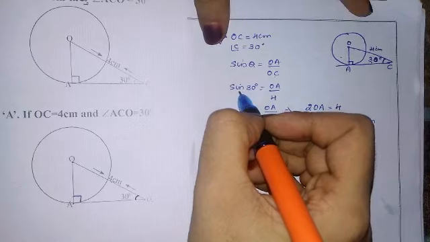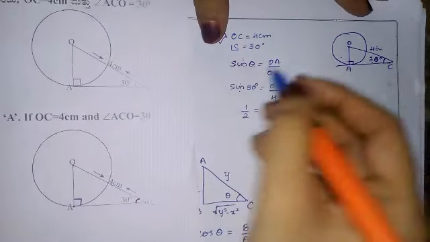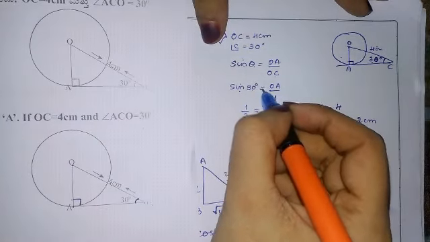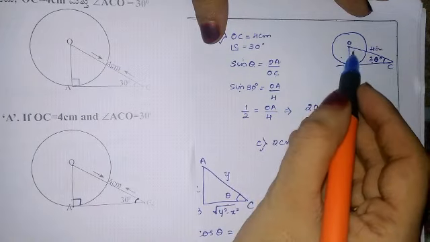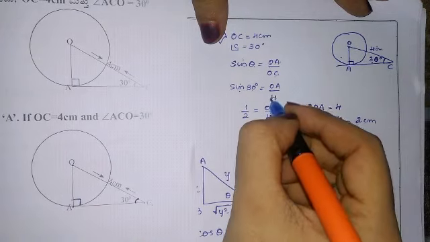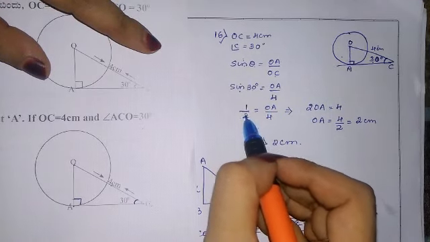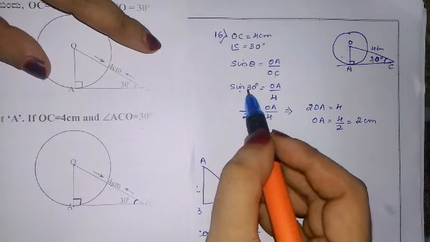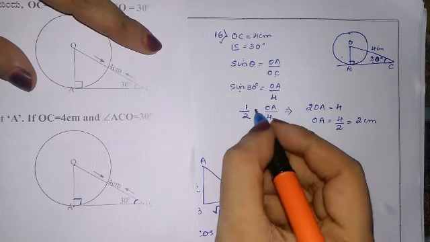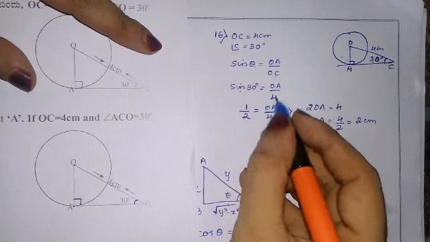Sin theta is equal to OA upon OC. Sin as it is, theta which value? 30 degrees. Sin 30 is equal to OA, which we don't know, and the OC value they have given is 4. And we know that sin 30 is 1 by 2, according to the tabulation, equal to OA upon 4.